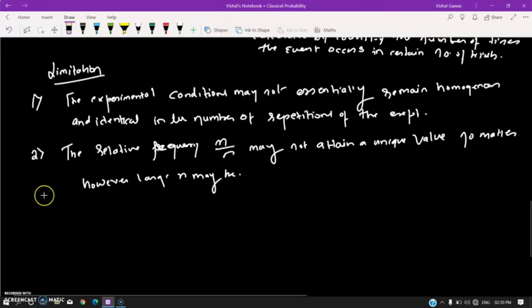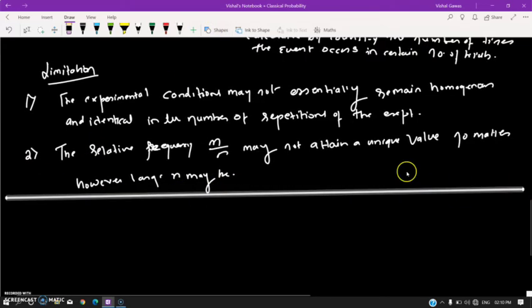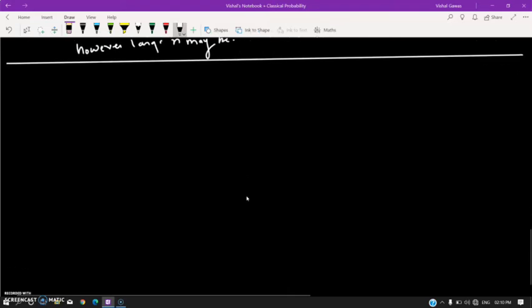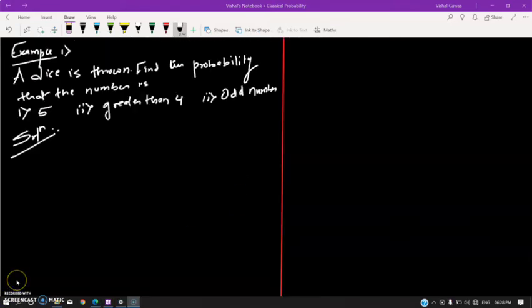So with that said and done, let's look at where and how we can apply the statistical probability. We have already seen an example of classical probability theory. Let's look at an example wherein we apply statistical probability. All right, let's look at the following problem. What is given is a dice is thrown. We need to find the probability that the number is 5, greater than 4, and an odd number.